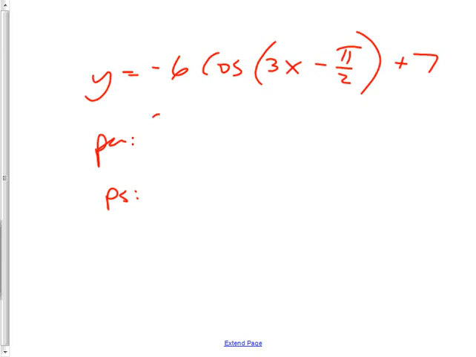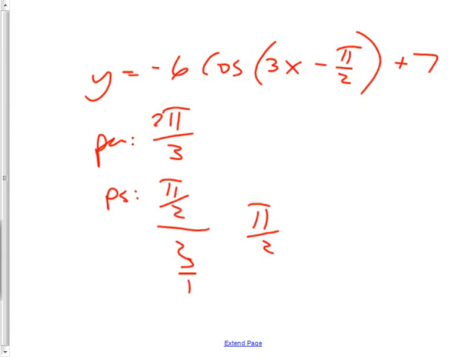All right, period would be 2 pi over B, but B is 3. So it's 2 pi over 3. Raise your hand if you get that one right. Okay, good. Phase shift would be pi over 2. That's the C over B, which is 2 over 3. Fraction in a fraction. So then you really want to do pi over 2 over 3 over 1, and instead of divide, you go times. Flip it: 1 over 3, pi over 6. Raise your hand if you had those right. All right, good. So I think you're good at those now.